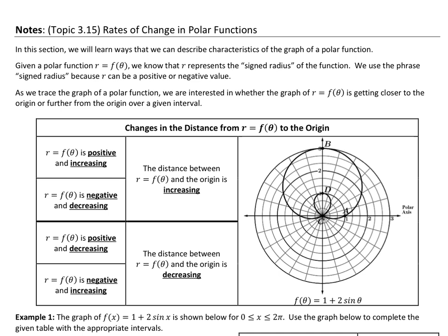Not the 4 colors, you're going to use the color code, but the extra color highlighter you have today, I want you to highlight the phrase getting closer to the origin or getting further from the origin. That is what we're going to be discussing today when it comes to describing these graphs, is whether the graph is getting closer to the origin or further away from the origin.